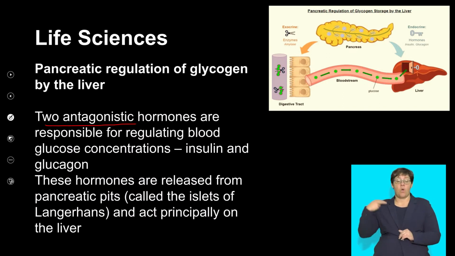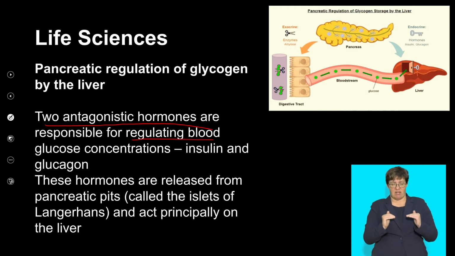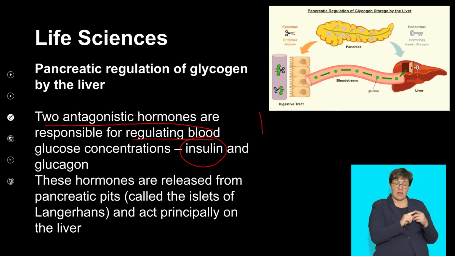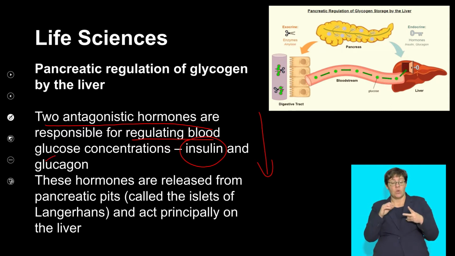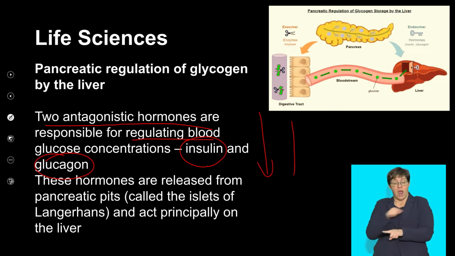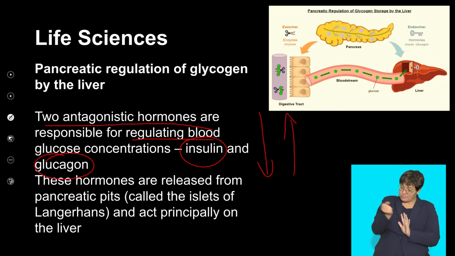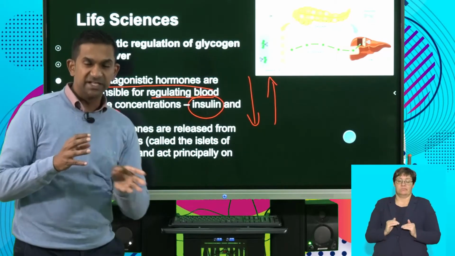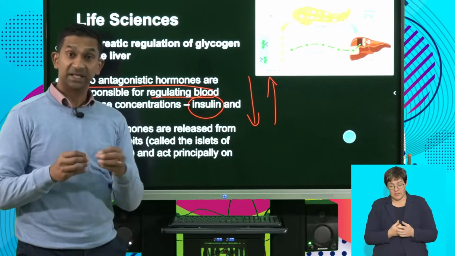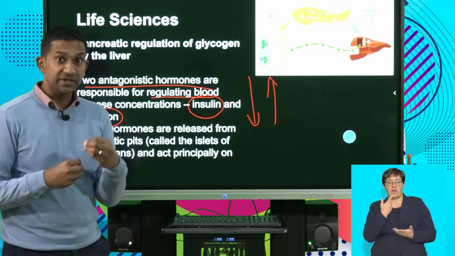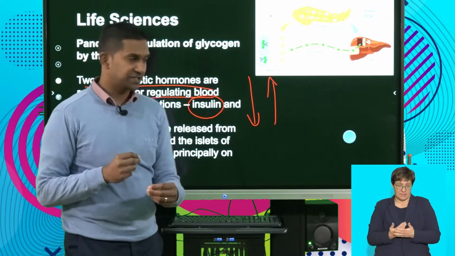The two antagonistic hormones, which we've just discussed, are responsible for regulating the blood glucose level concentrations. Insulin helps to bring the blood glucose levels down by allowing it to be absorbed in the liver and muscle cells. And glucagon will do the opposite, and it will increase the breakdown and release of stored glycogen from the liver, releasing it back into the bloodstream. And this then gives us the necessary glucose for cellular respiration.